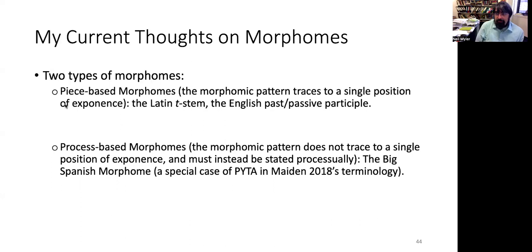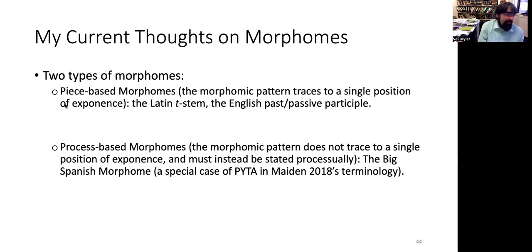The piece-based morphome is not something I've ever been particularly scared of. The process-based morphome, of which what I was calling the big Spanish morphome, which is a special case of the pretérito y tiempos afines PYTA morphome in Martin Maiden's terminology. Those I am afraid of. Those I've always been afraid of because, insofar as they exist and are real parts of synchronic grammars, they're not formulable within the sort of theory of morphology and of the architecture of the grammar that I believe in.